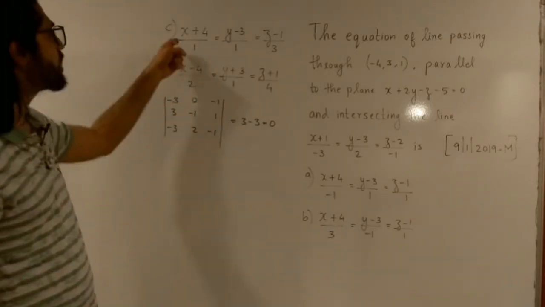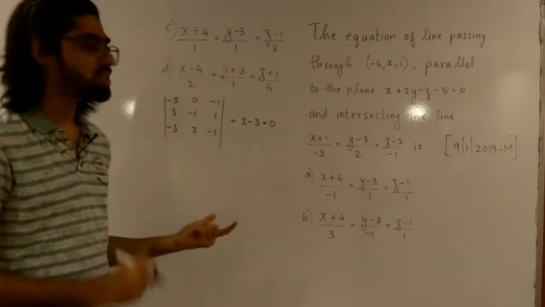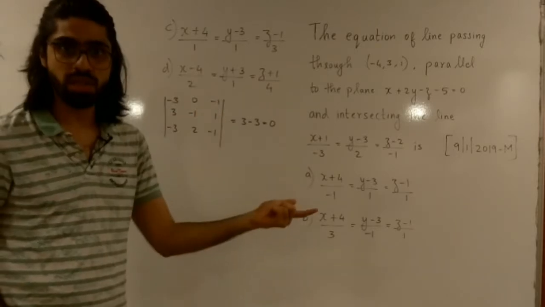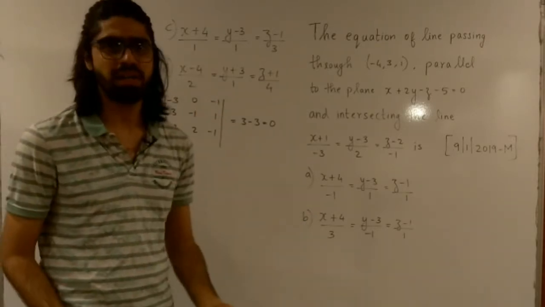Now I have to check last for option C. If option C also the determinant value I get non-zero, then I am very clear that option B is the right answer.